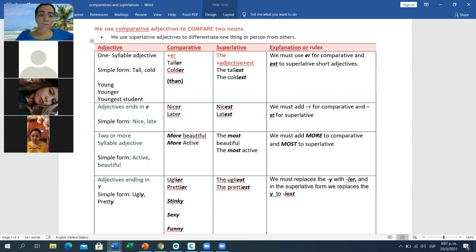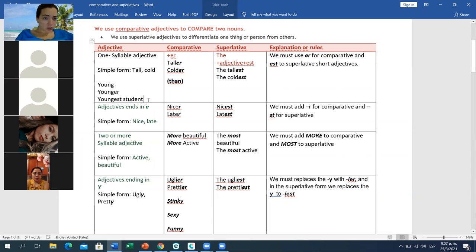Okay, now when we use superlative, we must use the noun. For example, the youngest what? The youngest doctor, the youngest teacher, the youngest student, and I have to use the noun. Esto se llama noun, sustantivo. Okay, so youngest student. Now what happened here? Remember that it's for one syllable. Una syllable means it sounds just one. Tall. For example, if we say intelligent, se divide en cuatro syllables. Intelligent. Esas son las syllables. So the tallest, the coldest, the youngest. So it says that we use EST for superlative short adjectives.